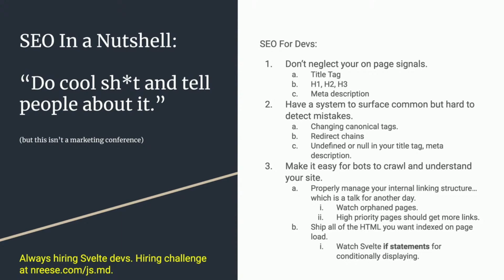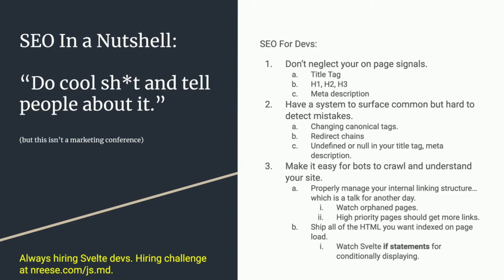The third thing for developers is make sure it's easy for bots to crawl and understand your site. Now, the biggest part of this comes down to properly managing your internal linking structure, which I can give a whole talk on. I've done consulting where all I do is talk about that for 8 hours. So we're not going to talk about it in detail today, but in short, watch for orphaned pages, which is incredibly easy to do with a statically generated site. An orphaned page is a page that has no incoming links from anywhere else on your site. And the other good rule to think about is your highest priority pages should get more links across your site.